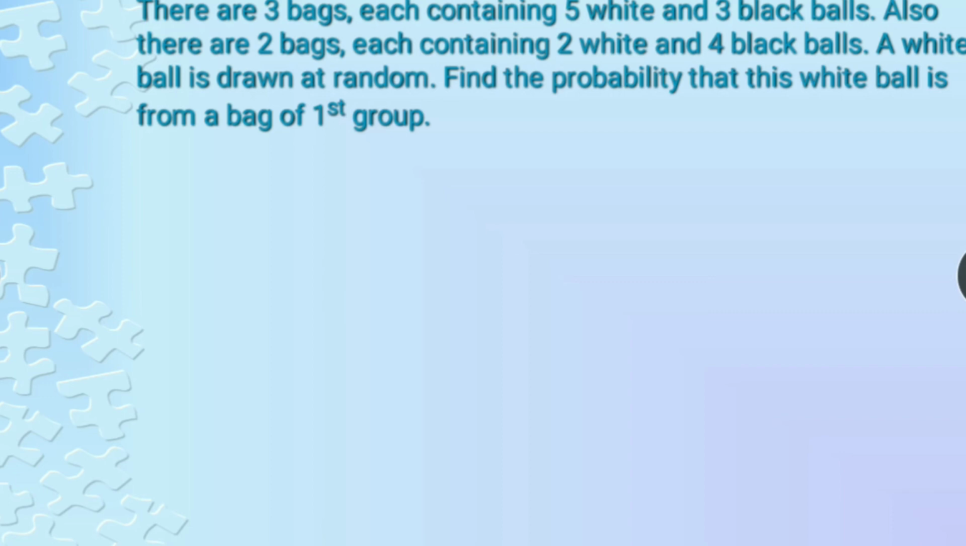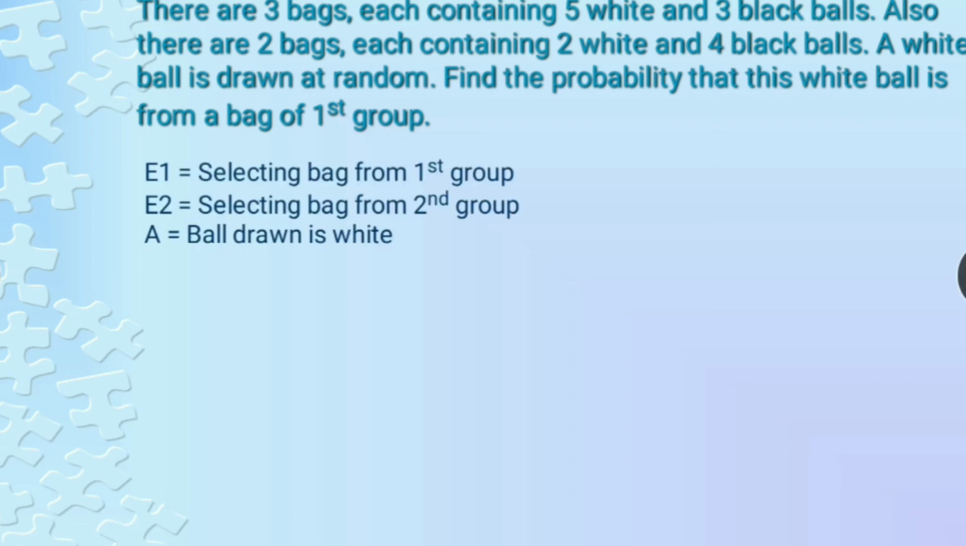So here we have 2 groups. The first group of bags has 3 bags, each containing 5 white and 3 black balls. Second group of bags contain 2 bags, each containing 2 white and 4 black balls. A white ball is drawn at random, and you have to find out the white ball is drawn from the first group. So here Bayes theorem will be applied. Let E1 be the event of selecting the first group, and E2 be selecting bag from the second group, and let A be the ball drawn is white.